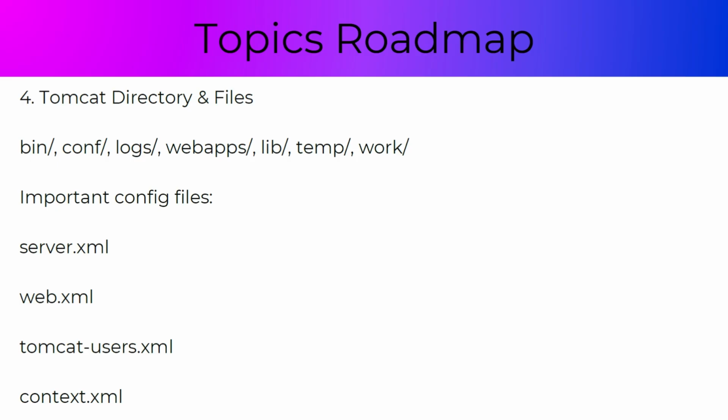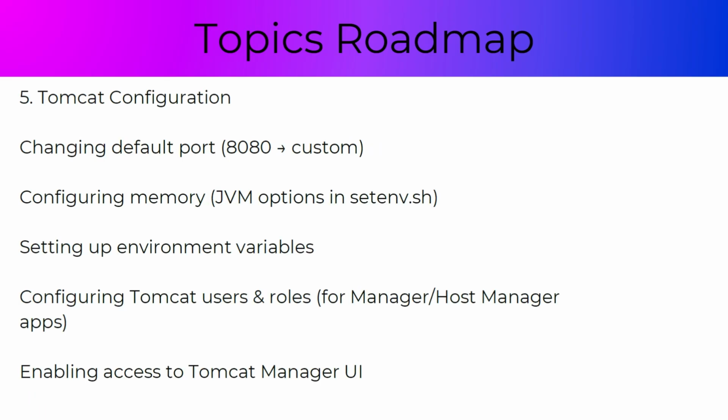Important config files: server.xml, web.xml, tomcat-users.xml, context.xml. Fifth topic will be Tomcat configuration: changing default port 8080 to custom, configuring memory, JVM options in setenv.sh, setting up environment variables, configuring Tomcat users and roles for manager, host manager apps, enabling access to Tomcat manager UI.